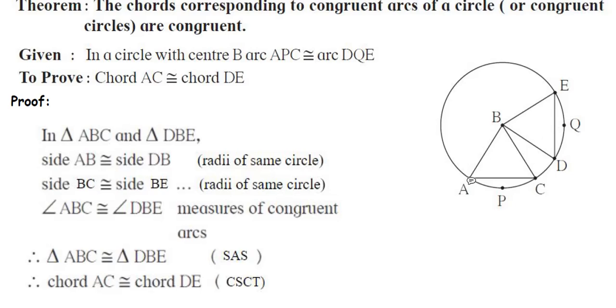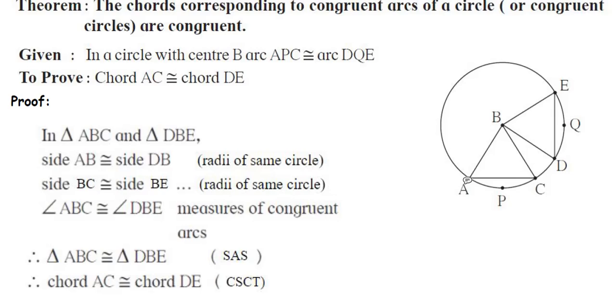Side AB is equal to DB. Why? Because all these lines AB, BC, DB, BE, they are all radius of the circle. And radius of the same circle are going to be the same. So this is number one. Second, again BC is equal to BE, again because they are the radii of the same circle.